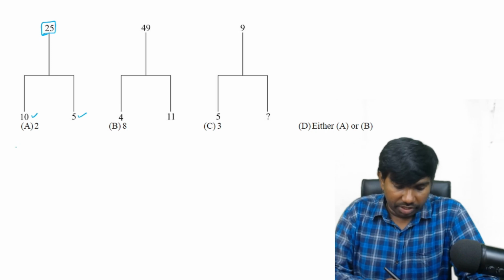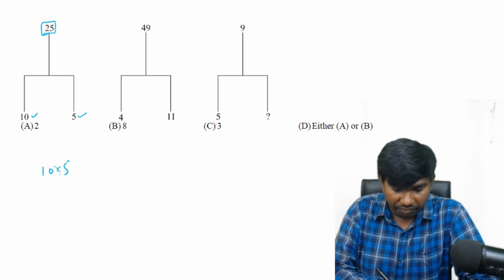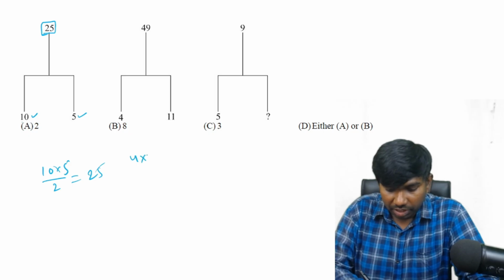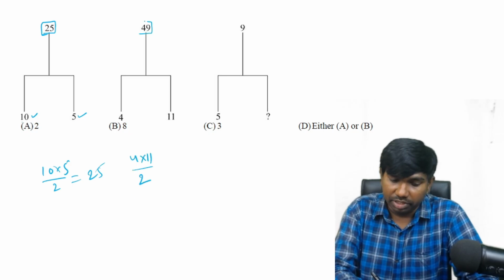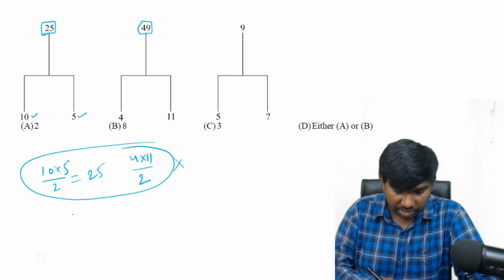Okay. If I take the logic like this, 10 5s are 50. 10 into 5, 50 by 2. 50 by 2 is 25. Yes, we got 25. But is the same logic suitable here? 4 into 11 is 44, by 2 is 22 only. But 22 is not there here. That means this is not the correct logic. Try for a different logic, some other logic.